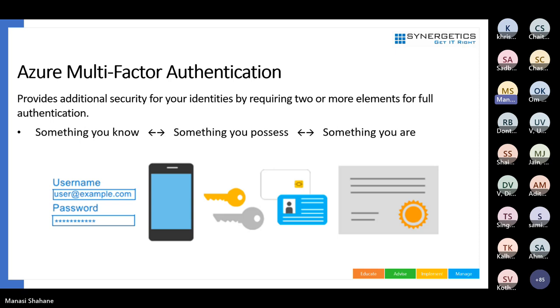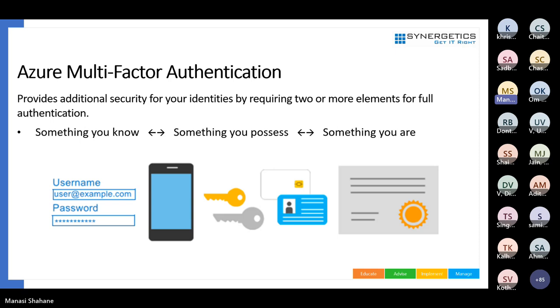Once that is done, Azure says that is still not enough for me. I need more information about you, about who you are. So it will try and get something that you are, meaning facial recognition, probably fingerprint scanning. It is something that is different, right? Not every person has the same fingerprints. It is something that you are. So that's what is basically multi-factor authentication.